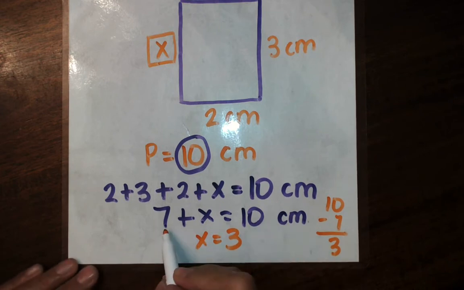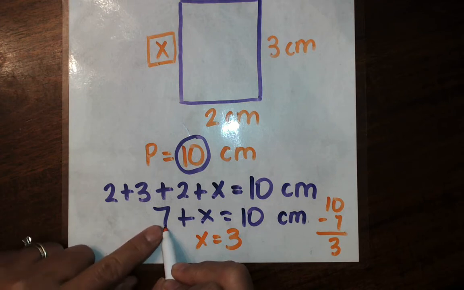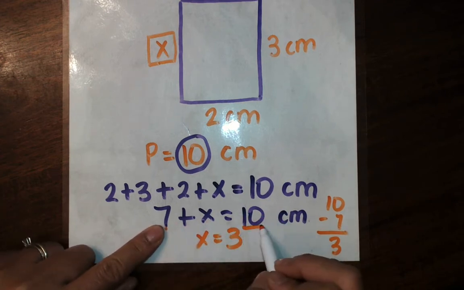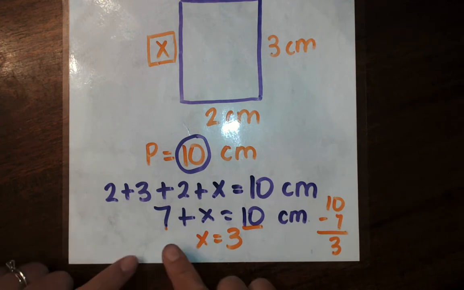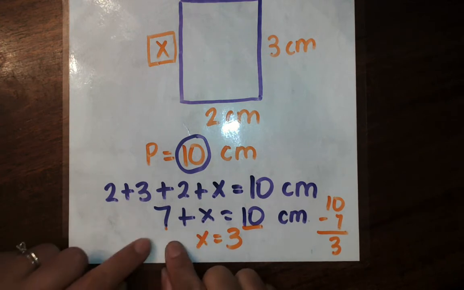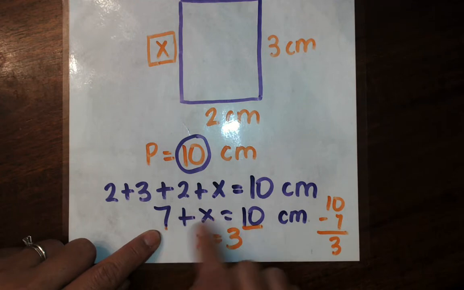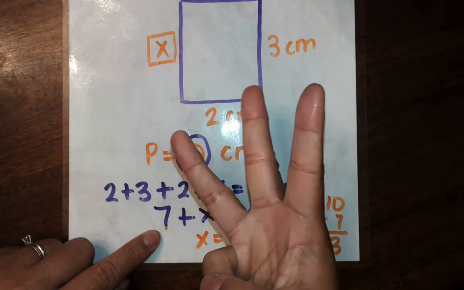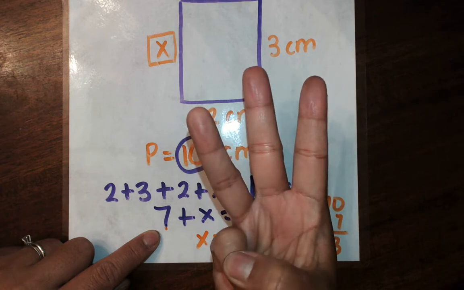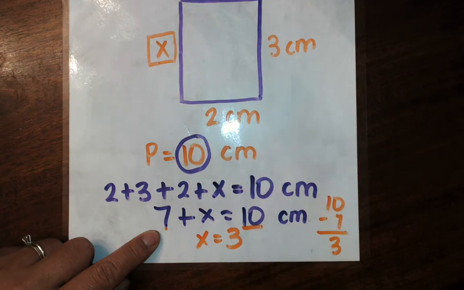Or I could do this. I could start at 7 and keep counting my way up to get to 10. However much I count up is letter X. Starting at 7, I'm going to count up till I get to 10. 7, 8, 9, 10. How much more did I need to get to 10? 3, right? So X equals 3.